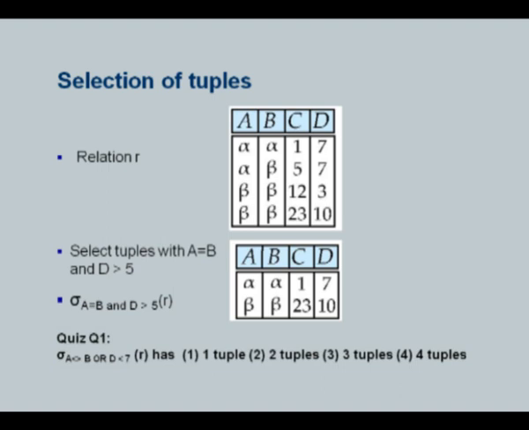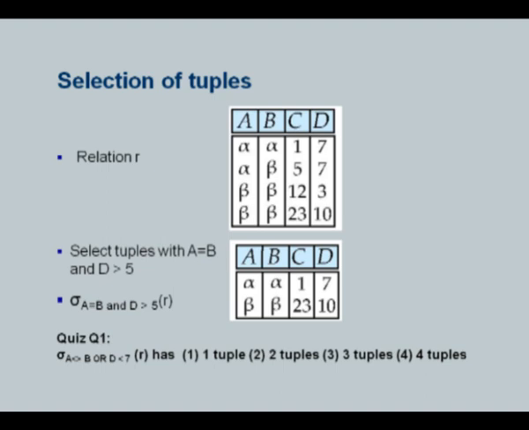Okay. If you have had enough time, if you go through that relation, you will notice that the first row fails A not equal to B, but there is an OR condition. So is D less than 7? Unfortunately it fails that also, so it is out.